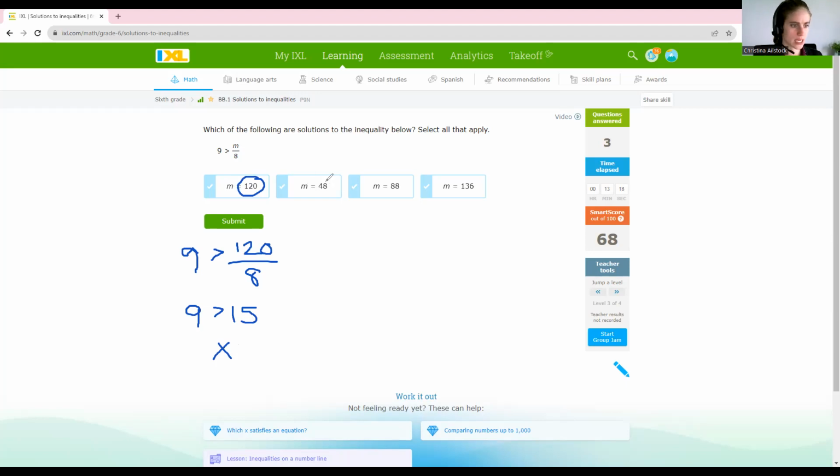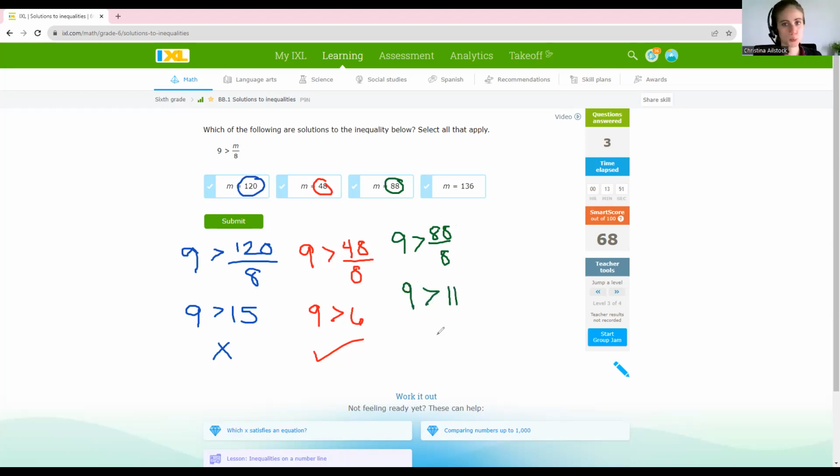All right, second one here, m is 48. So 9 is greater than 48 divided by 8. 48 divided by 8 is 6. 9 is greater than 6. Yeah, that one does in fact work. Next up, m is equal to 88. So 9 is greater than 88 divided by 8. 88 divided by 8 is 11. 9 is greater than 11. Nope, not true. Doesn't work.